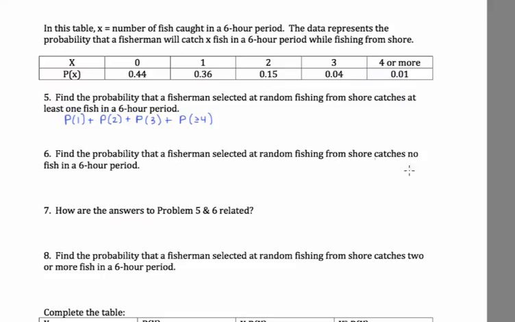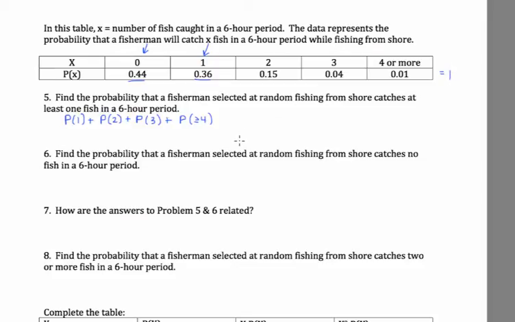X is the number of fish caught in a 6-hour period. So x equals 0 means that the fisherman caught 0 fish in the 6-hour period. The probability of that happening is 0.44, or 44%. Here's 1 fish caught, there's the probability. 2 fish caught, there's the probability. Note that the probabilities have to add up to 1, 100% of what's going on.